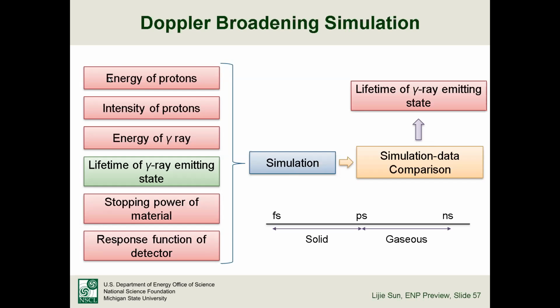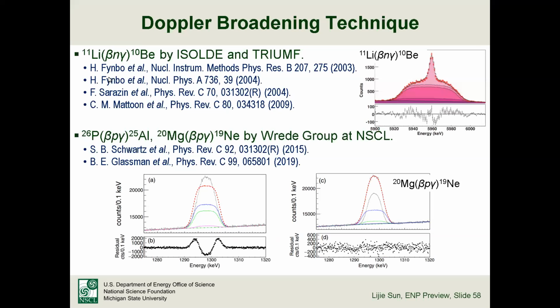That's valuable. So initially, this Doppler broadening technique was applied to the lithium-11 beta-delayed neutron emission, and the broadening is apparent for the beryllium-10 gamma-ray lines. An example is shown in the top right corner here.